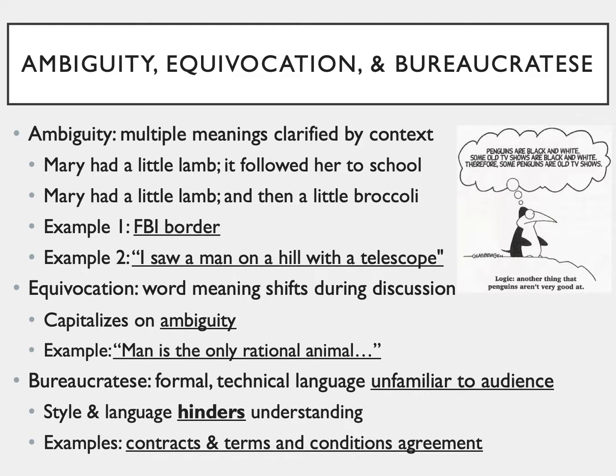For example, contracts. To a lawyer, contracts are not bureaucratese. But to me, and I imagine to most of you, contracts certainly do qualify as bureaucratese. I don't know about you, but I can't say that I understand the entire contract. Same goes with terms and conditions agreements. Military terminology, royal ceremonies, or declaration forms with international flights.